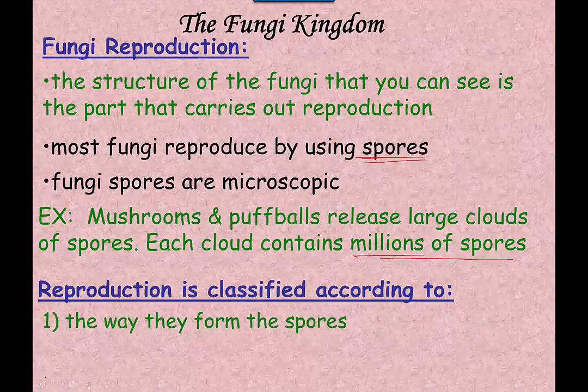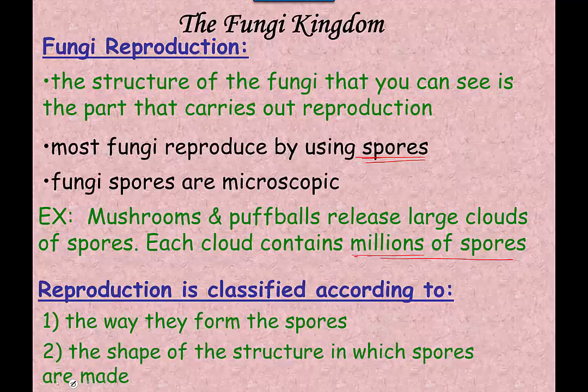So reproduction is classified according to the ways that the different fungi form spores and the shape of the structure in which the spores are made. We don't typically think about classifying reproduction. We just say that it's asexual or sexual reproduction. But because fungi have unique methods of reproduction, these two things allow us to classify the fungi a little bit more carefully than we normally would for other organisms.